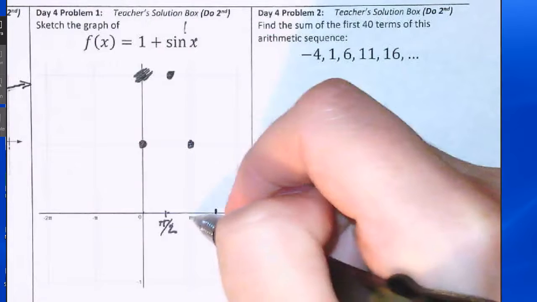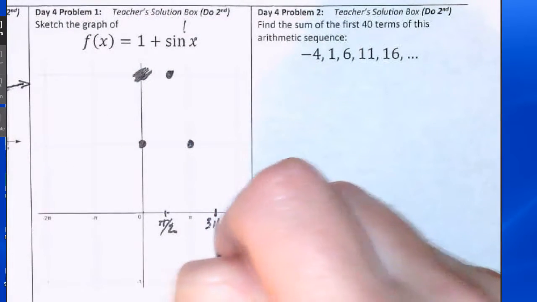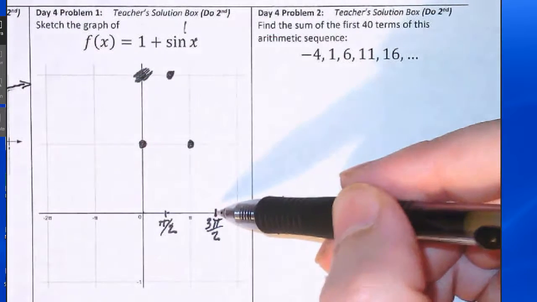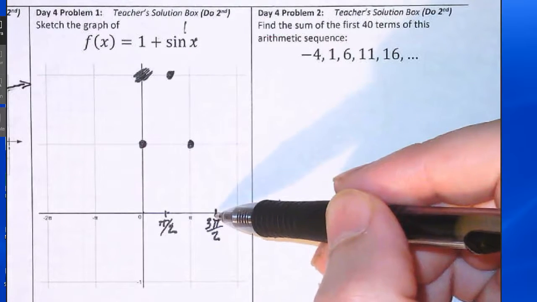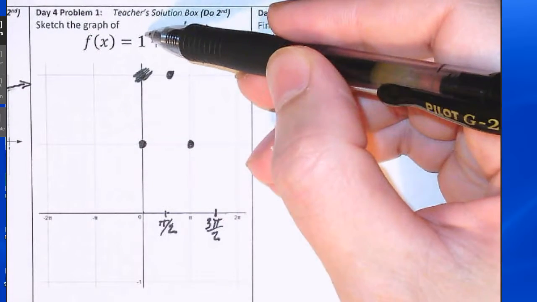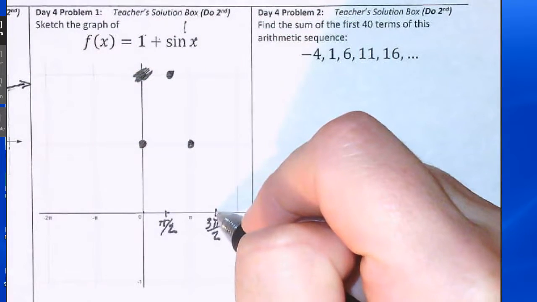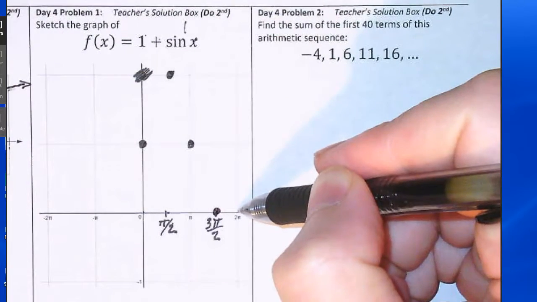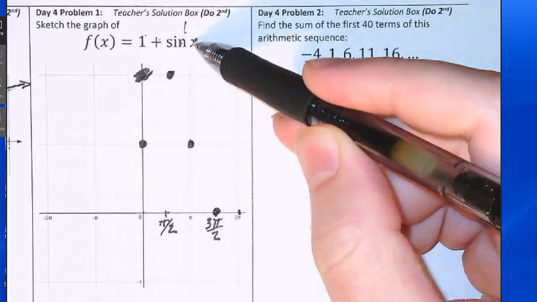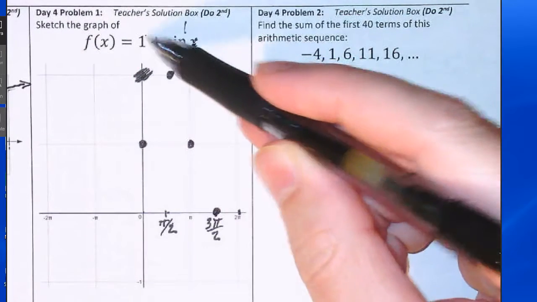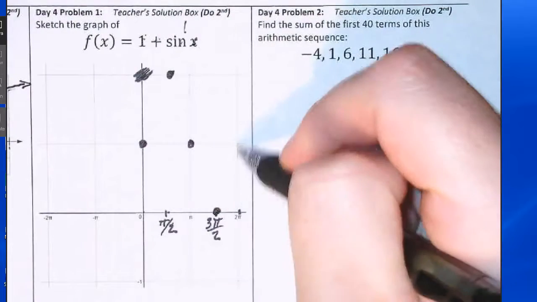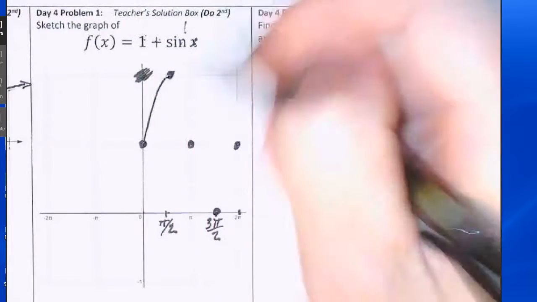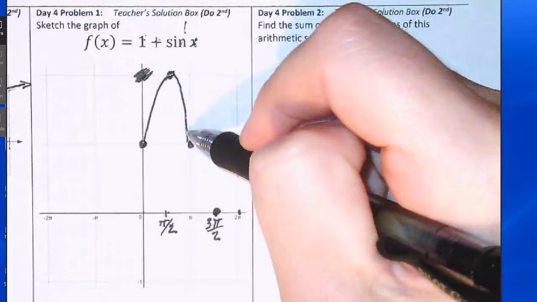This spot right here between pi and 2 pi is 3 pi over 2. So let's look at the unit circle for the sine of 3 pi over 2. It is -1. And then when we add 1 to that, we get 0. And so 3 pi over 2, 0 is a point on the graph. And the last one to look up, let's look up 2 pi. The sine of 2 pi is 0, and then adding 1, we get 1. So 2 pi, 1 is a point on the graph. If we connect these dots together, we get that wave function that we've seen before.